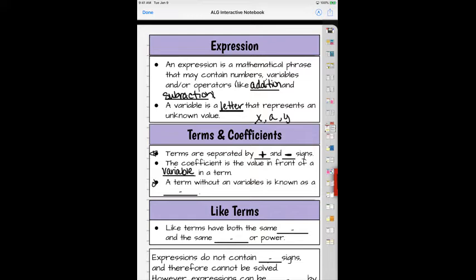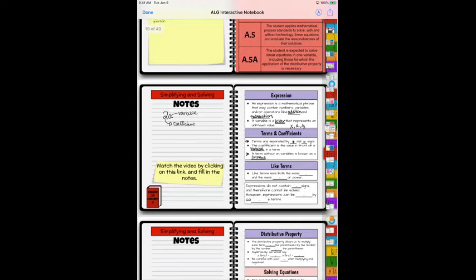A term without a variable is also known as a constant. So that would mean that, say we had 2a plus 4, our 4 would be our constant. It's not connected to anything, it's by itself.